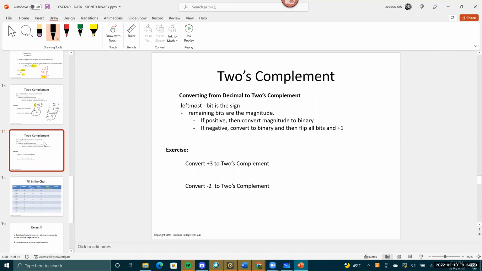Now I want you to take these two decimals and convert them to 2's complement. Remember again, when it's negative, you flip the bits and add 1. All right, let's do this.